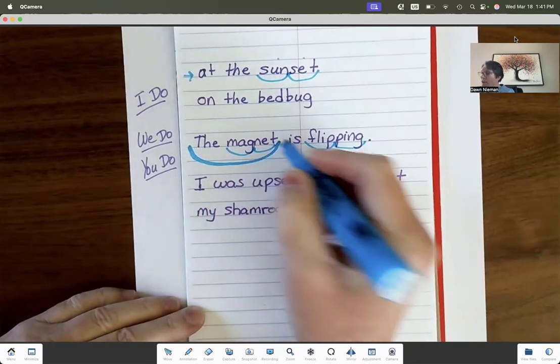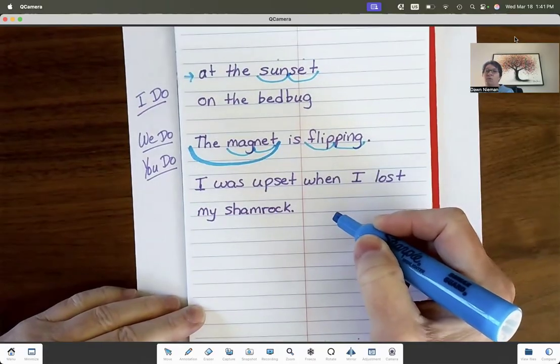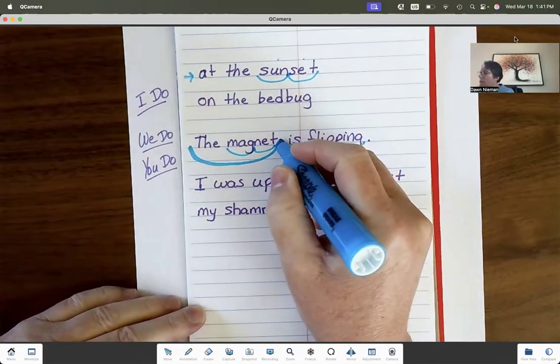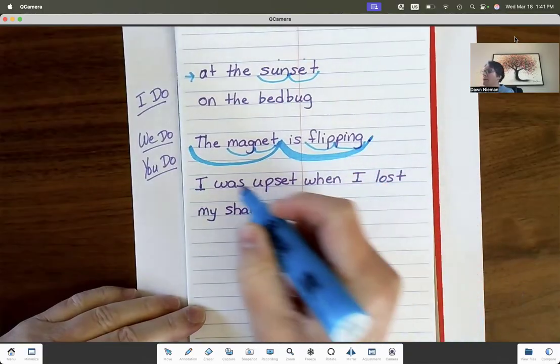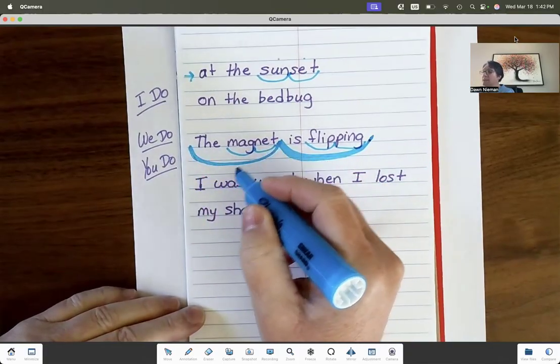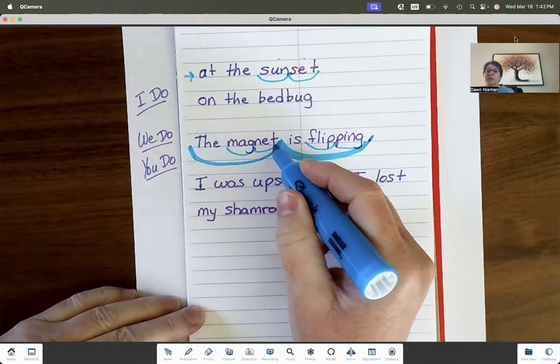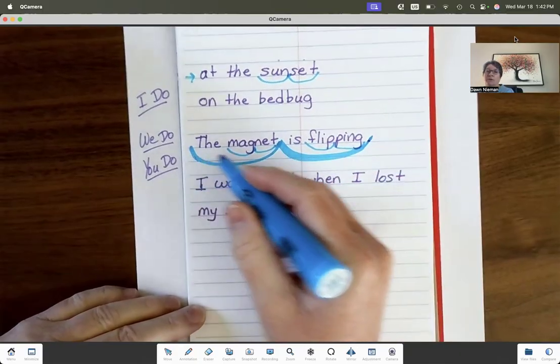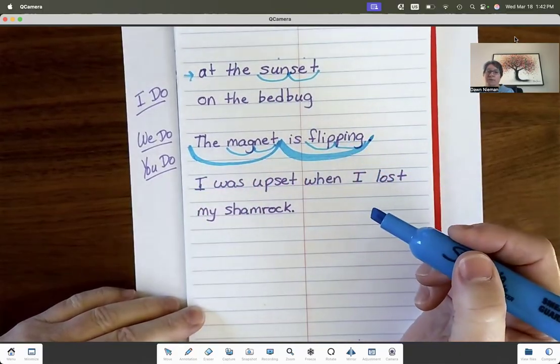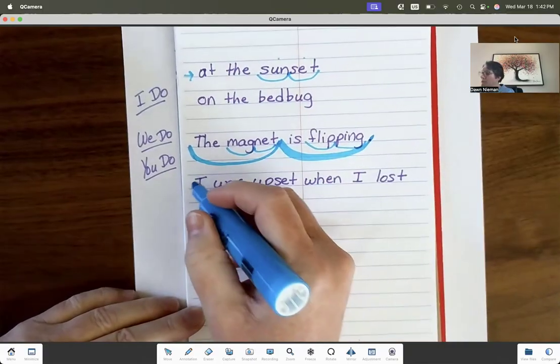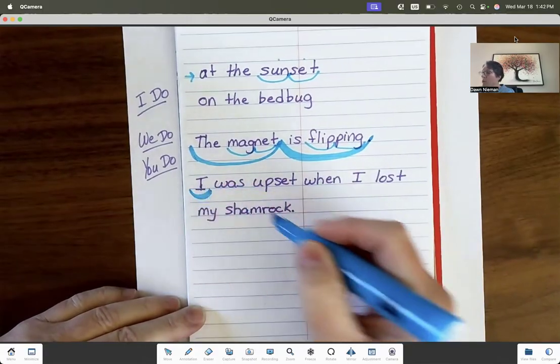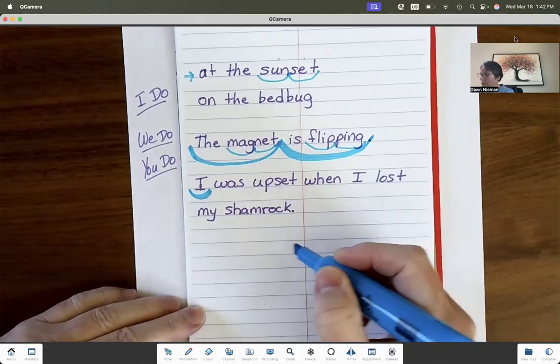Who or what, the magnet, and what is it doing? It is flipping. Okay, let's read that sentence. The magnet is flipping. Great. Now read me the whole thing. The magnet is flipping. And you see how you can also do who, I, what about you?